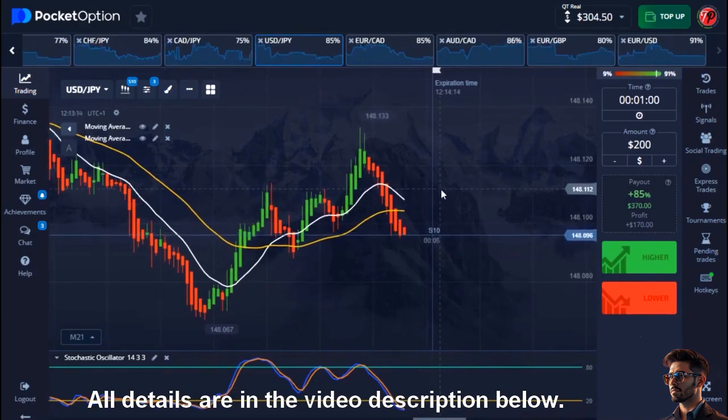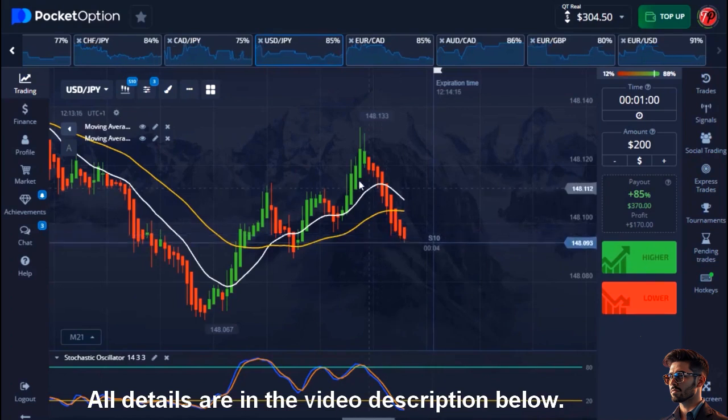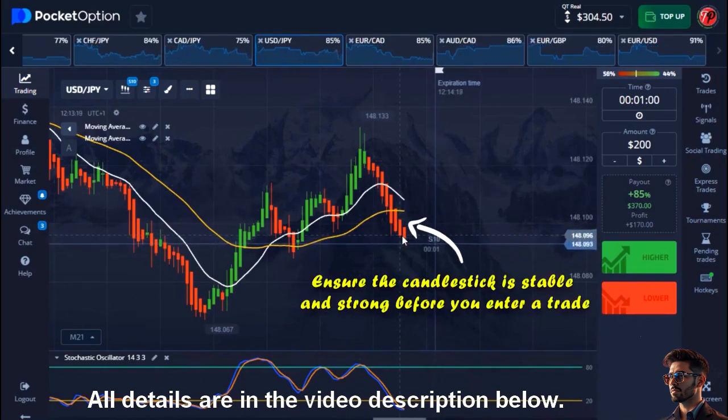It's very important. And when that happens, when the intersection happens, make sure that you check the candlestick below the moving average to see if they are stable.